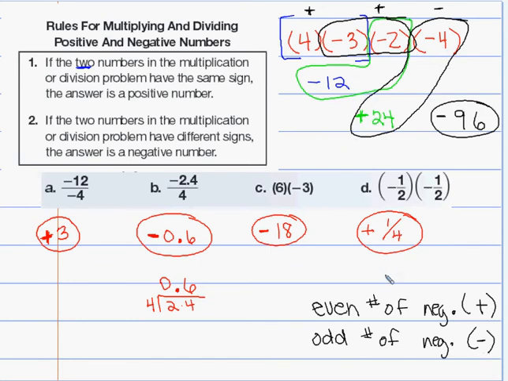Okay? So we can work through some of that in class. The problems will get much more difficult. Just remember that when you pair up numbers, same sign, positive answer when you multiply or divide, different sign, negative answer when you multiply or divide.